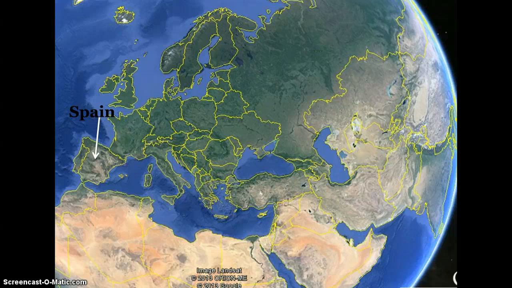The next country is Spain. Spain is easy to remember because it is the southernmost country on the Iberian Peninsula. The Iberian Peninsula is this large peninsula that includes France, Spain, and Portugal. Spain is also just north of Africa. Here is the continent of Africa, and Spain is just north of Africa across the Strait of Gibraltar.